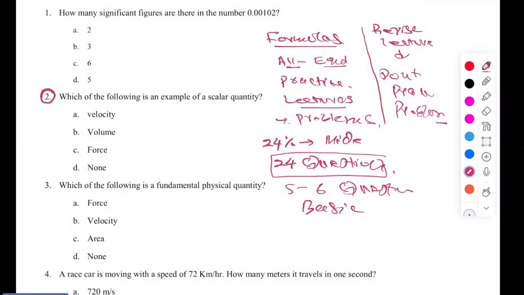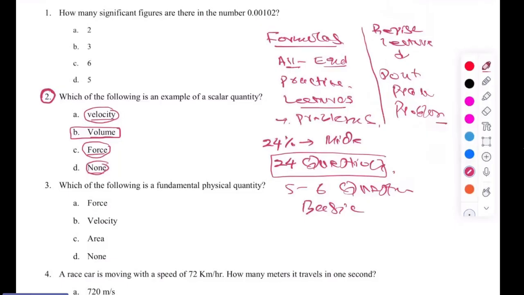Okay. So five to six questions will be only related to the concept or just the definition kind of question. Maybe more, seven, eight questions. For example, this is the second question. Which of the following is an example of a scalar quantity? Velocity, volume, force, and none of these. Force is a vector quantity. Velocity is also a vector quantity. And none is nothing. So we are left with volume.